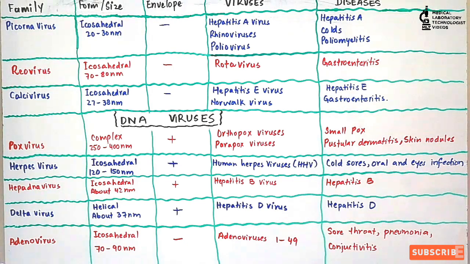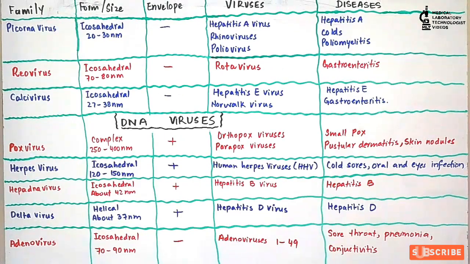Next is deltavirus, which is helical in shape, about 37 nanometers in size, and also contains an envelope. This family contains hepatitis D virus, which causes hepatitis D. One important point to remember for knowledge: only patients who have hepatitis B will be affected by hepatitis D virus. So hepatitis D virus infects only those who already have hepatitis B virus.